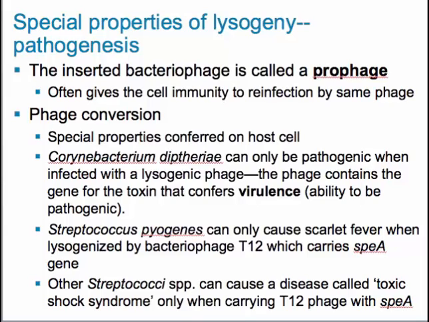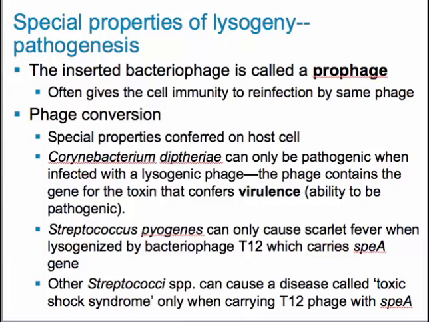There's something called phage conversion, which causes special properties to be conferred on the host cell. During conversion, which is a type of state that the bacteria is in when it has a prophage, you can have pathogenesis conferred by the prophage. I've got 3 examples. One is Corynebacterium diphtheriae, one is Streptococcus pyogenes, and then there are other Streptococci species that have this phage conversion property that gives them virulence.